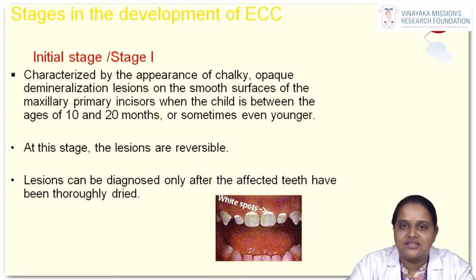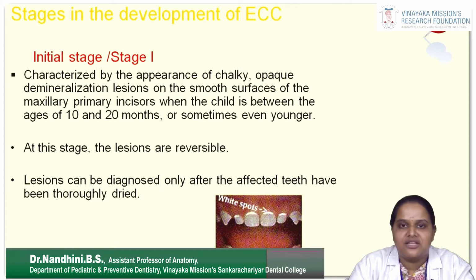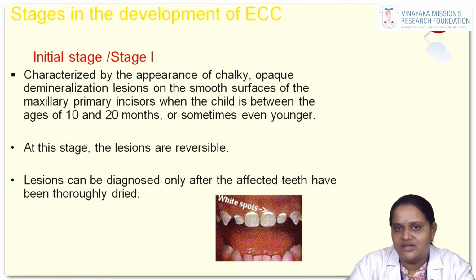On the basis of stages, it is classified into different types. The first is the initial stage or stage 1. It is characterized by the appearance of chalky, opaque demineralization of the smooth surfaces. Here the maxillary primary incisors of a child in the age group of 10 to 20 months, or sometimes even younger, are affected. At this age, the lesion is reversible. The lesions can be diagnosed only after the affected teeth have been thoroughly dried and visualized. Here it looks like a white spot lesion on the cervical regions of the maxillary teeth.